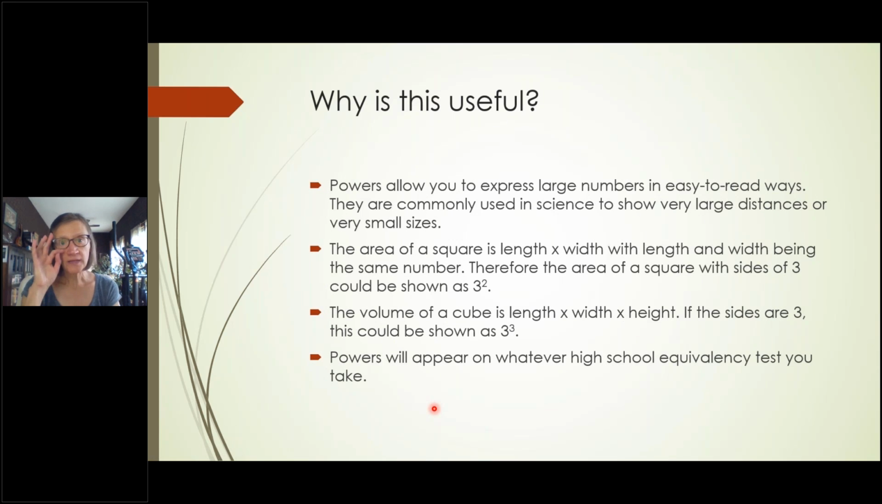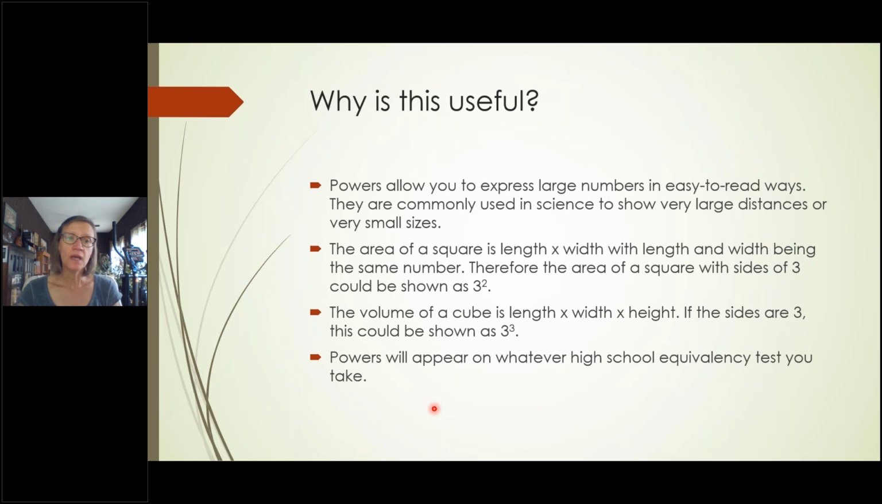So why is this useful? Powers are used a lot of times to express very large numbers, like in astronomy, the distance of planets from each other, or very, very tiny numbers, like if you're looking at the sizes of an atom or something like that.